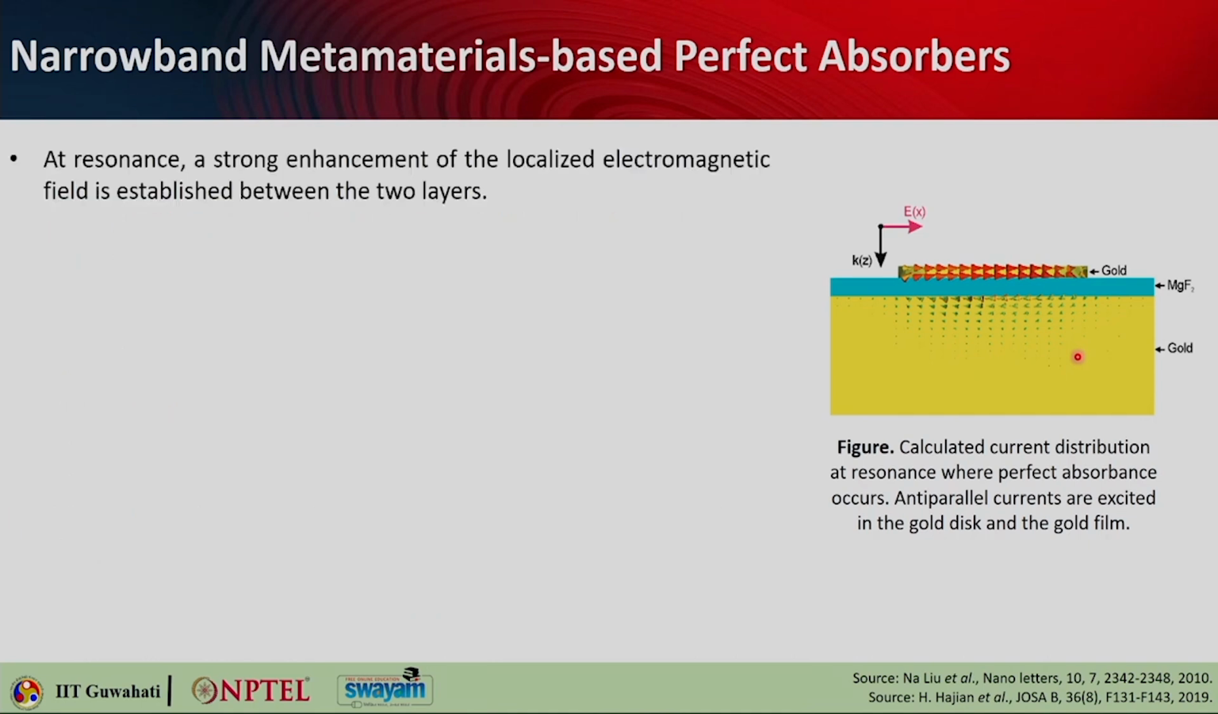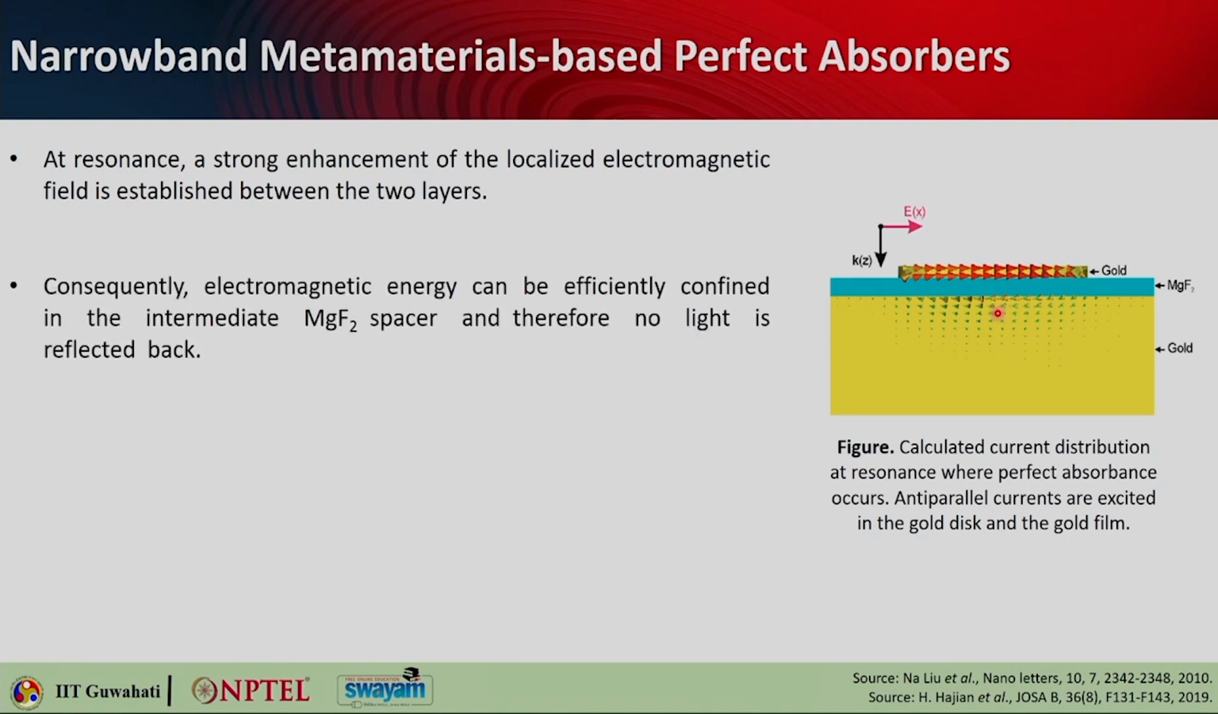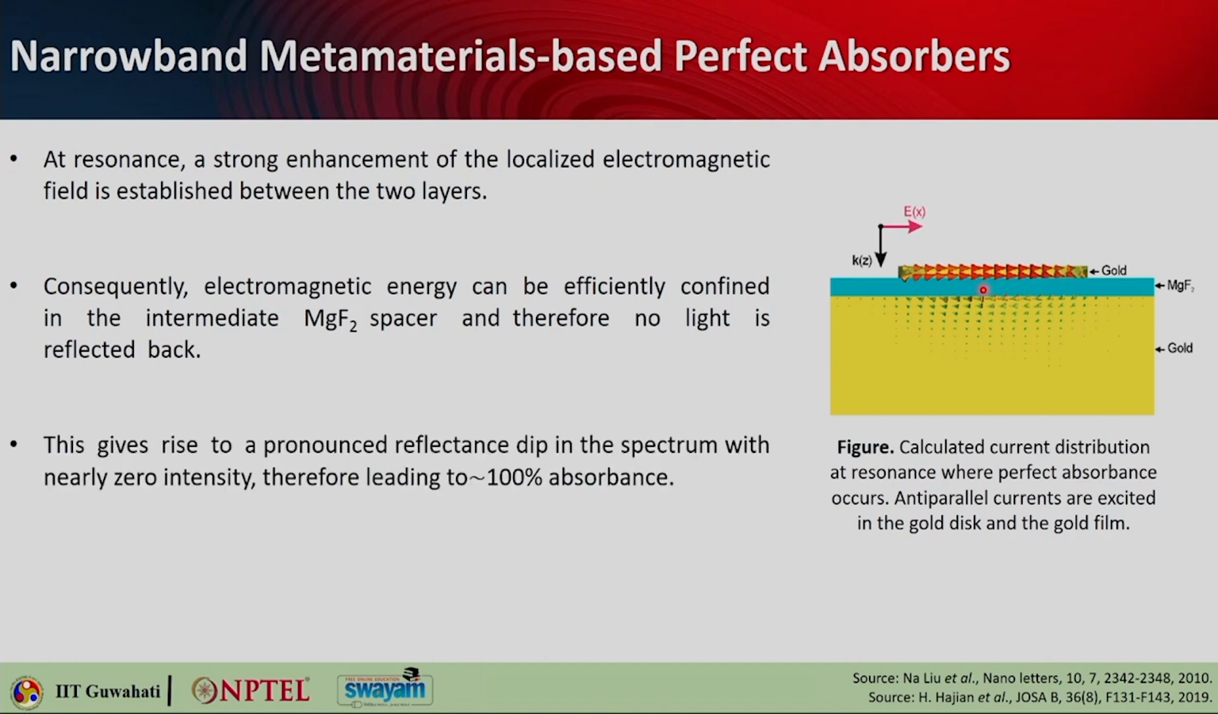Now at resonance, what will happen? A strong enhancement of the localized electromagnetic field is established between these two layers, okay, and that is the reason why you will have a trap of energy in this magnesium fluoride spacer layer, and no light is going back.